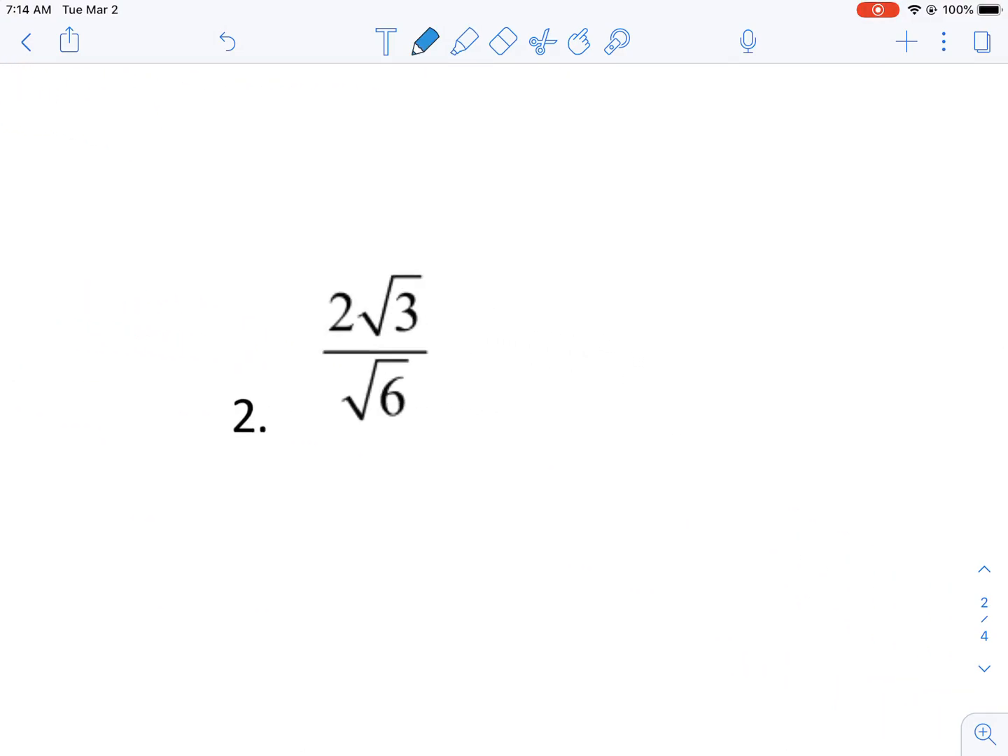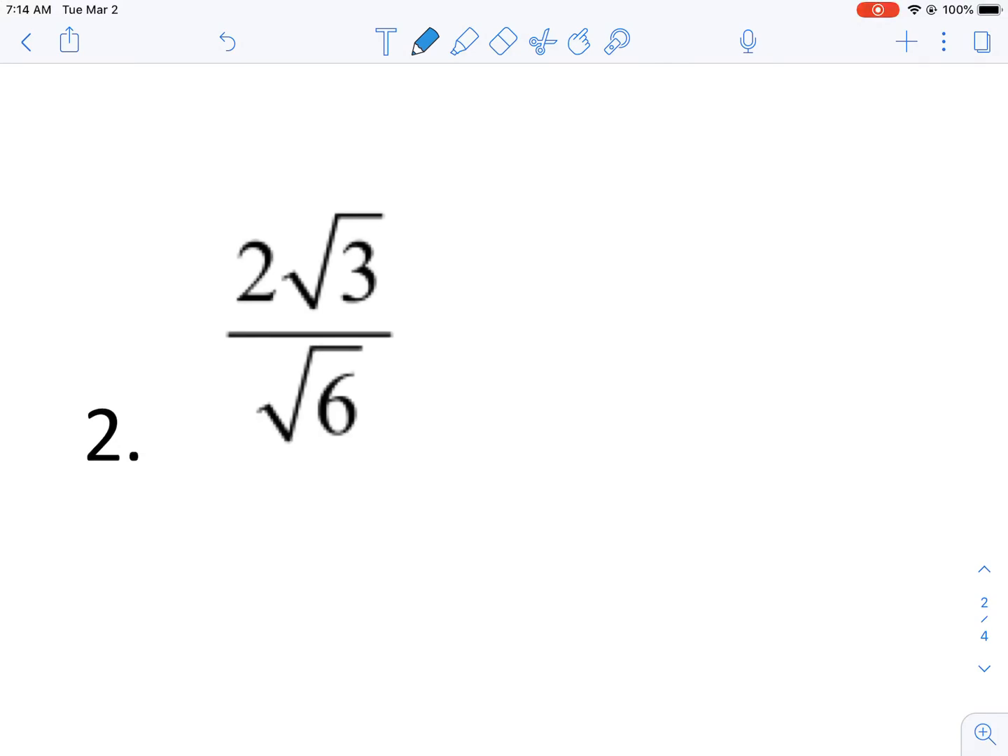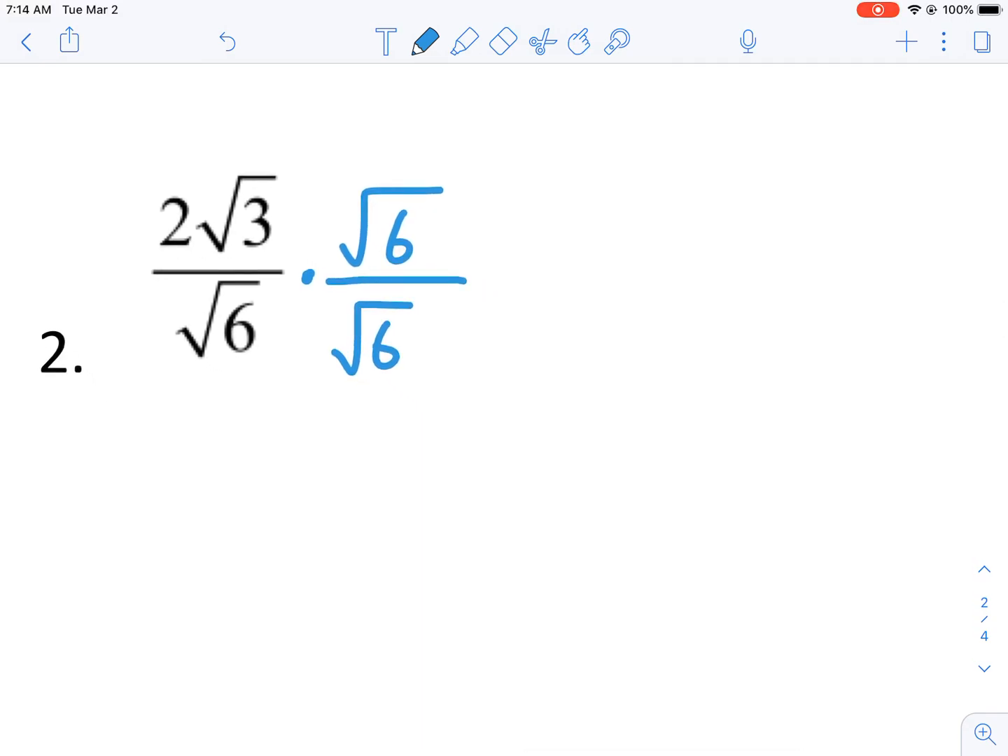So the last one, it can look a bit more complicated, but that's fine. We want to ignore the radical on top, and we still just want to multiply by radical 6 over radical 6, because we don't care about changing the radical on top into a whole number, just the bottom. So we have to know how to multiply. On top, we're going to have 2 radical 18. On the bottom, radical 6 times radical 6, because we just talked about that, is 6.